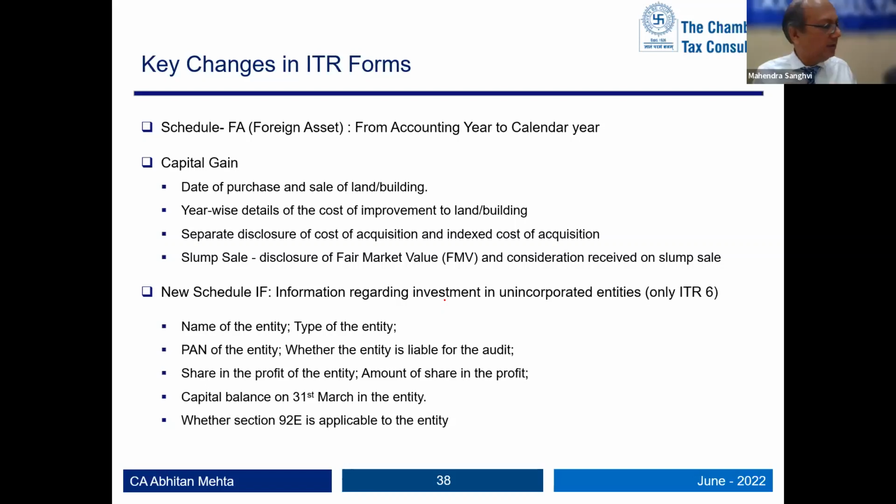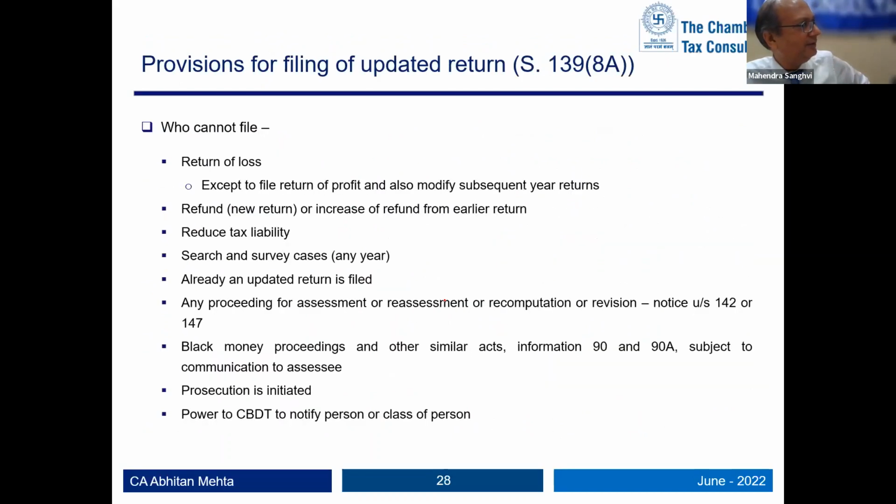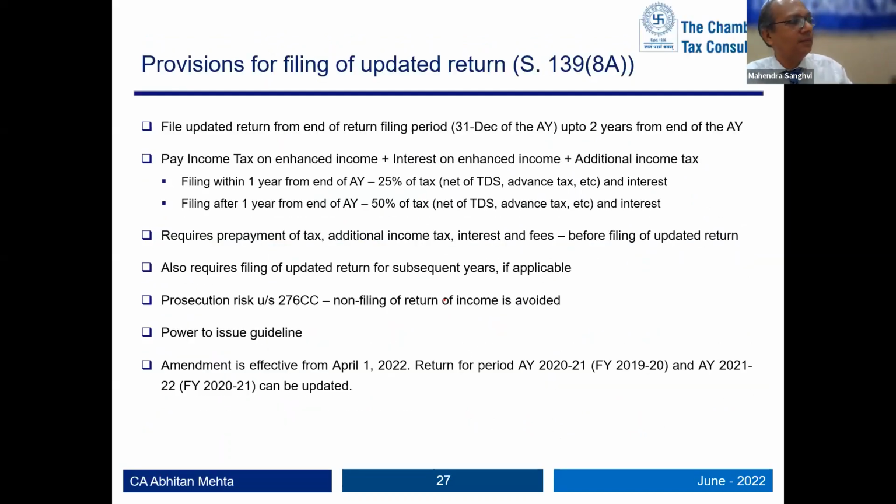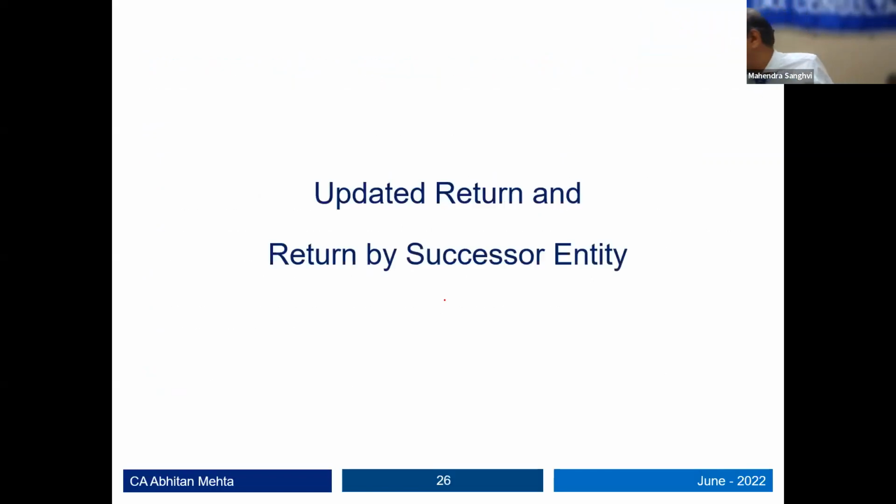I think, Abhitan, if you could still cover up an updating of what we say return. Updated return, section 139(8)(a). So updated return is a new concept which has come in. Now over the last 3-4 years, the time period for filing revised return or belated return has been reduced and curtailed to only 9 months of the assessment year. So, say from 31st December 22, you don't have a scope of filing revised return.